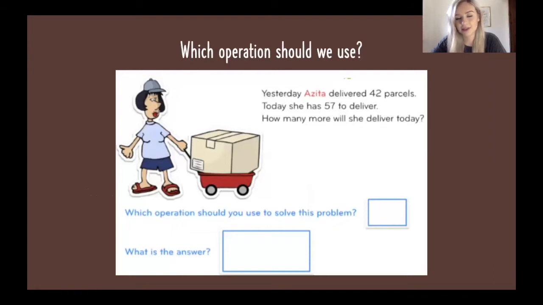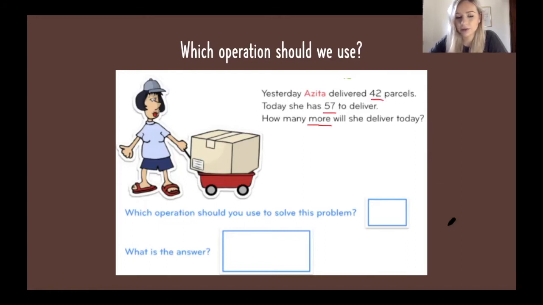So this is Azita. She is a post lady. It says, yesterday Azita delivered 42 parcels. Today she has 57 to deliver. How many more will she deliver today? Now we've had a go at comparing amounts by looking at the pictograms that we were looking at last week. So hopefully when you saw this key part of the sentence here, how many more, you'll know that we need to find the difference between these 2 numbers.